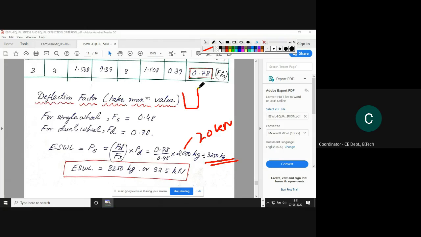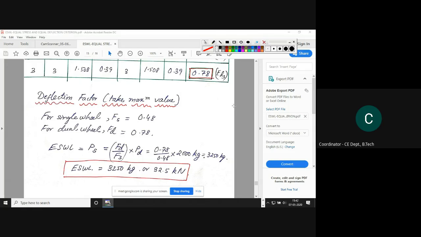That means this dual wheel of load 20 kilonewton is converted to single wheel of how much? 32.5 kilonewton. This was your 20 kilonewton, and this is also 20 kilonewton. We have converted this dual wheel into one wheel of load 32.5 kilonewton. So this is the concept of your ESWL. Clear? Any doubt till now? Clear.